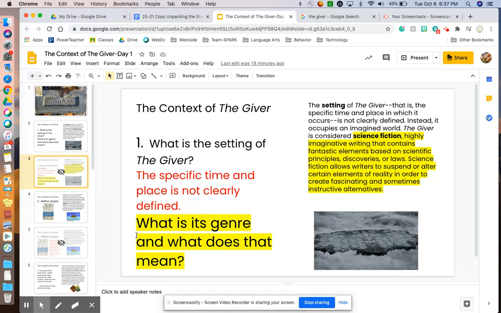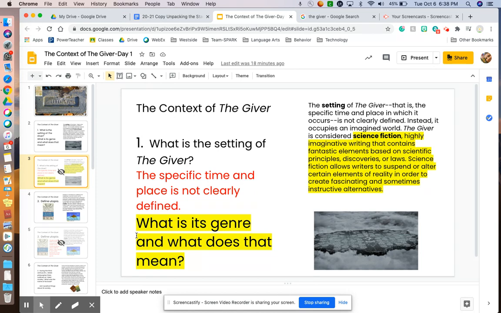The next question was, what is its genre and what does that mean? Well, the genre is science fiction, and I highlighted that entire section because you could have had anything in that section to support what science fiction is all about. Just so we know that it's all imagination, it means it's all fake, but it's based on these elements of science. So these things feel like they could happen.